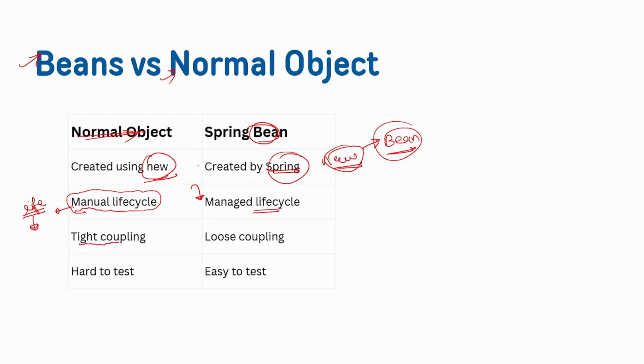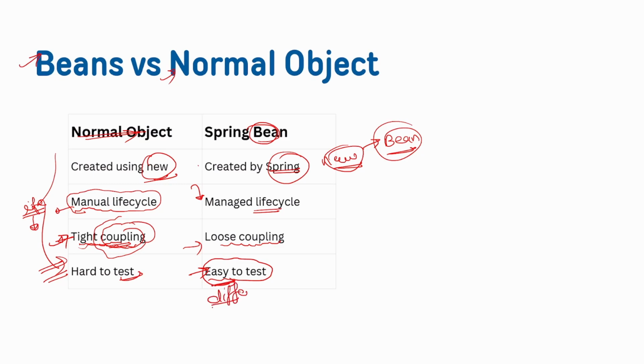Now in the normal object there is tight coupling. What is meant by tight coupling? Tight coupling means that two classes are heavily dependent on each other. So if we change any code in the first class, then we need to change the code also in the second class. So in the normal object there is tight coupling, but in Spring beans there is loose coupling. We will see all these examples with the help of practicals in the upcoming video. Now the normal object is hard to test, but Spring beans are easy to test. So these are some of the differences between the normal object and Spring beans.